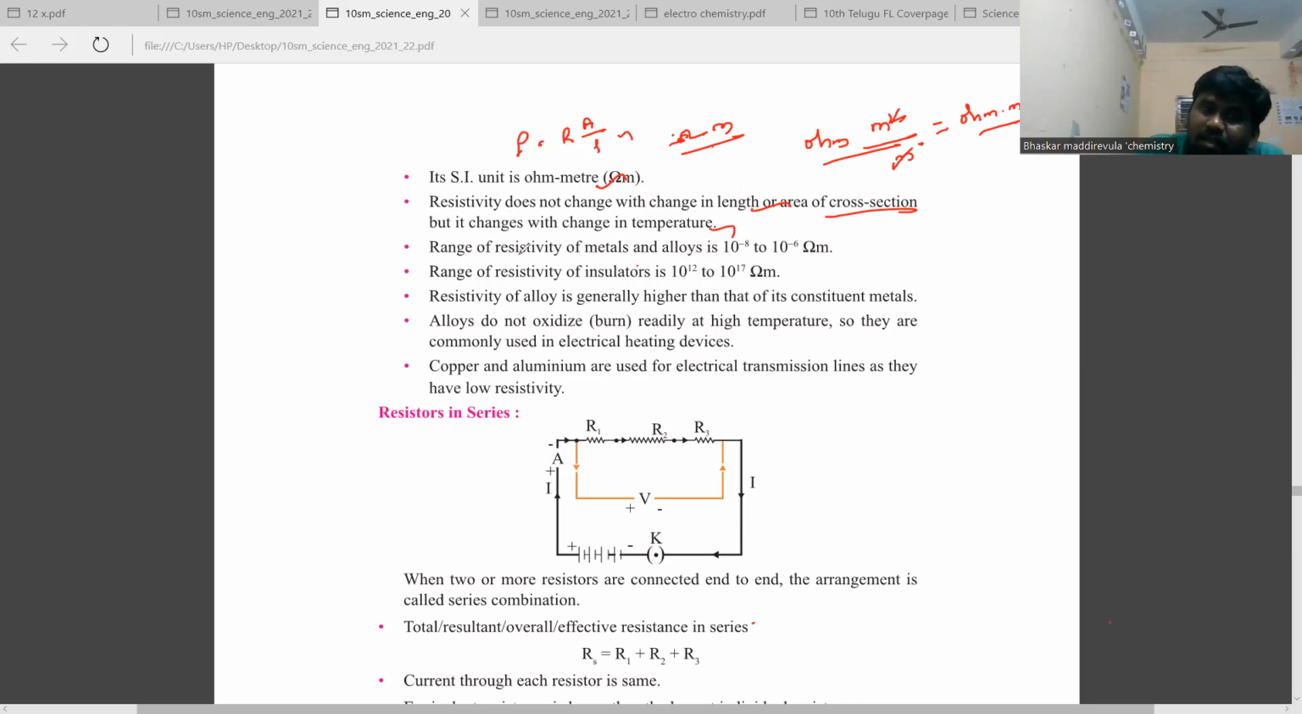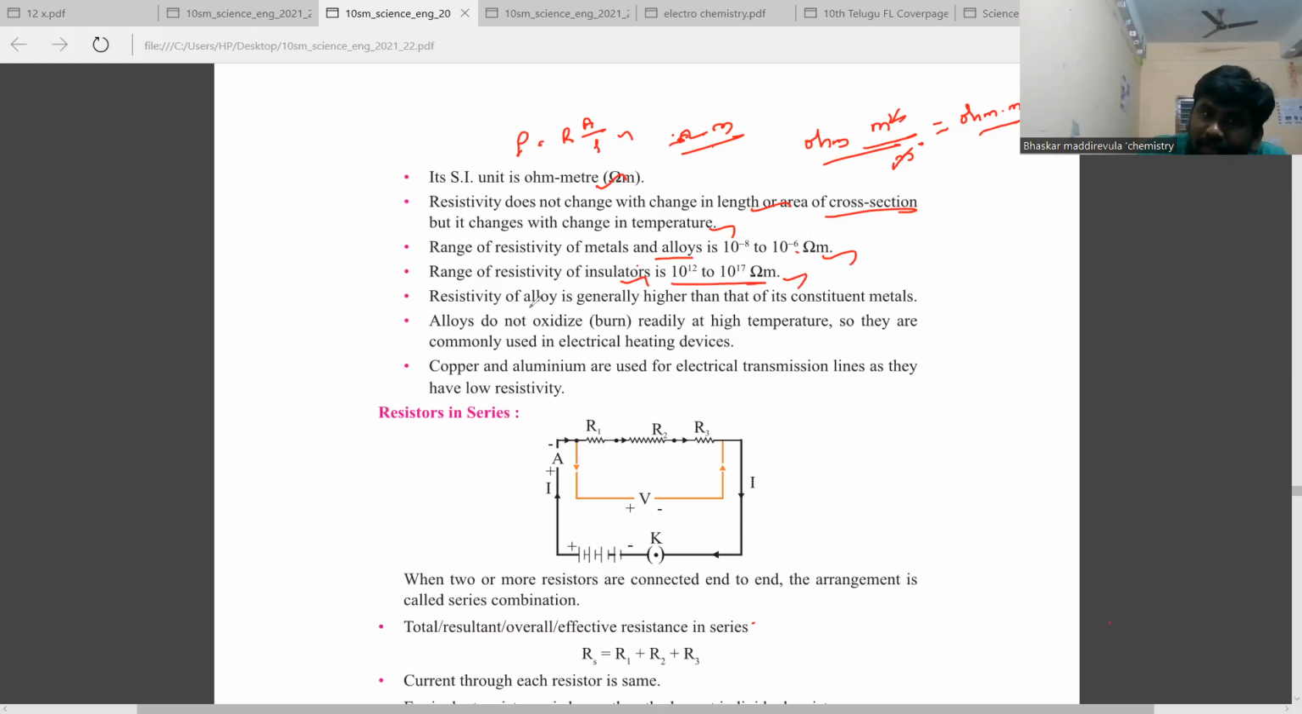Next, the range of resistivity for metals and alloys is very low, that is 10 to the power of -8 to 10 to the power of -6 ohm meter. The resistivity of metals is very low. If you see the insulators, the resistivity is somewhat high, 10 to the power of 12 to 10 to the power of 17 ohm meter. They have more resistance.